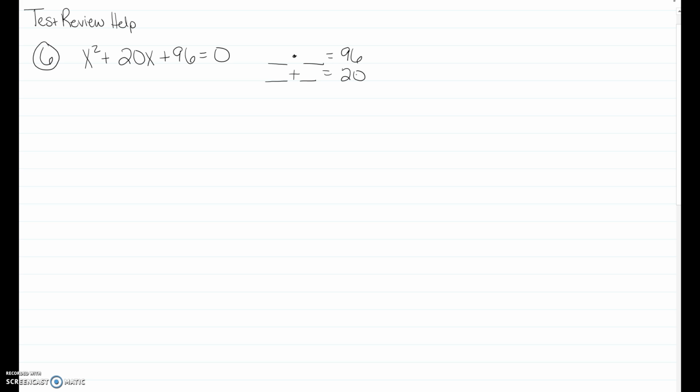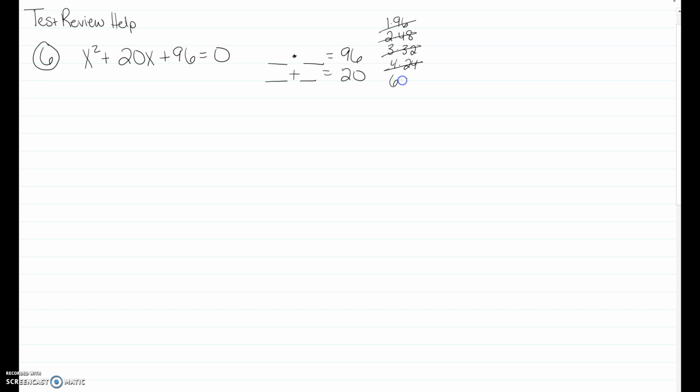I know that 1 times 96 is 96, but that will not give me 20. 96 divided by 2 is 48. That's not going to give me 20. 96 divided by 3 is 32. That will not give me 20. 96 divided by 4 is 24. Could 4 and 24 get me 20? They could, but it'd have to be negative 4, and negative 4 times 24 would be negative 96, which we don't want, so that doesn't work.